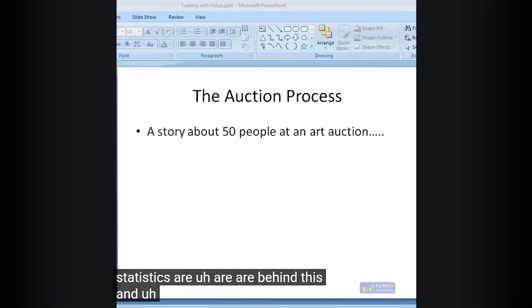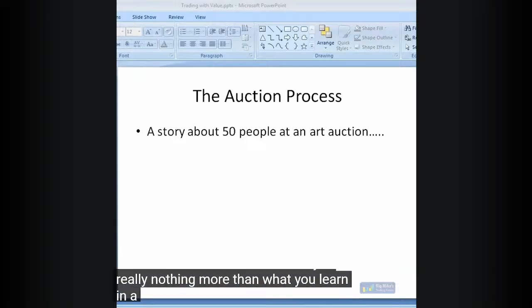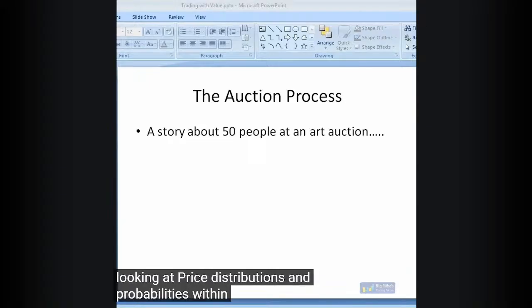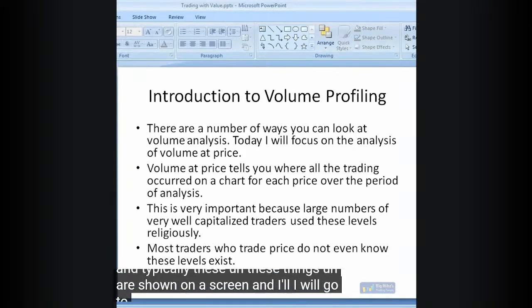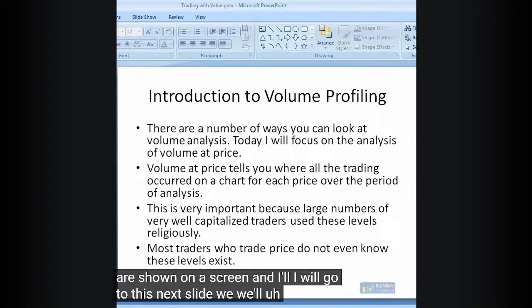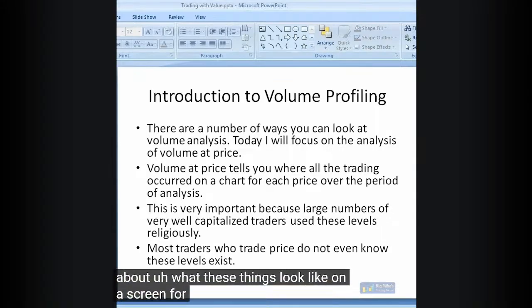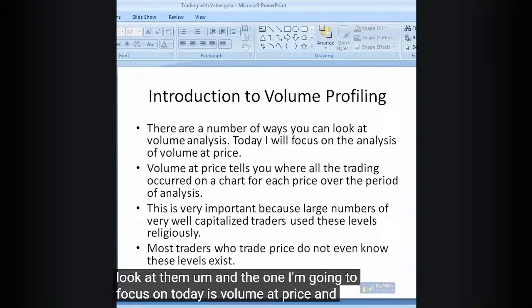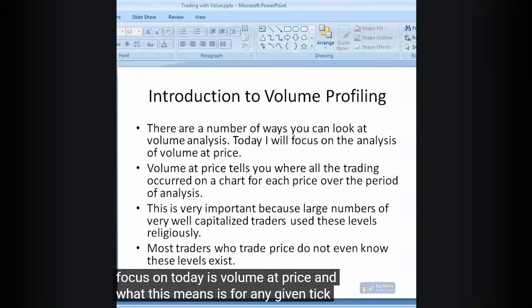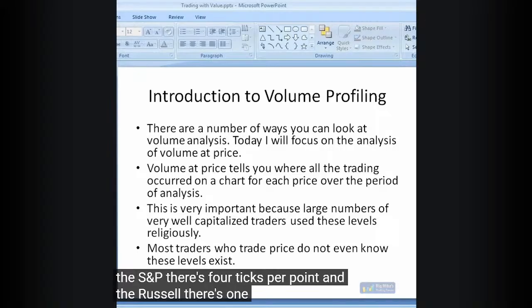Auction theory is really nothing more than what you learn in a Statistics 101 course. It's really looking at price distributions and probabilities within those distributions. And typically these things are shown on a screen, and I will go to this next slide and we'll talk about what these things look like on a screen for those who might not know. There's a couple of ways that you can look at them, and the one I'm going to focus on today is volume at price. What this means is for any given tick, the S&P has 4 ticks per point, and the Russell has 10 ticks per point.